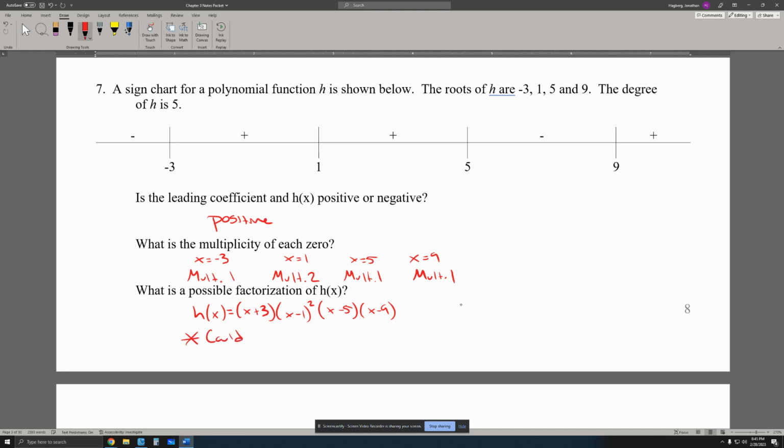This could have multiple functions with the same zeros. Right? We don't know anything about what's going on with the graph vertically. We only know horizontally with these x-intercepts. Okay? So these have been our notes on 3.2, using the zeros to graph polynomials.